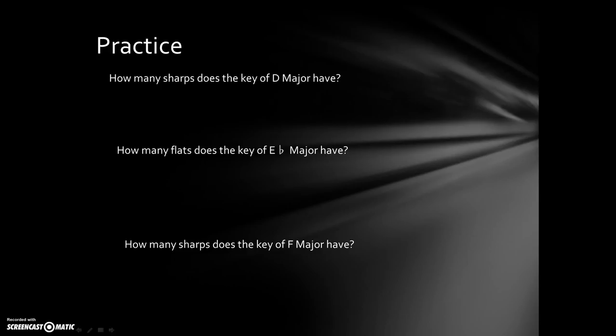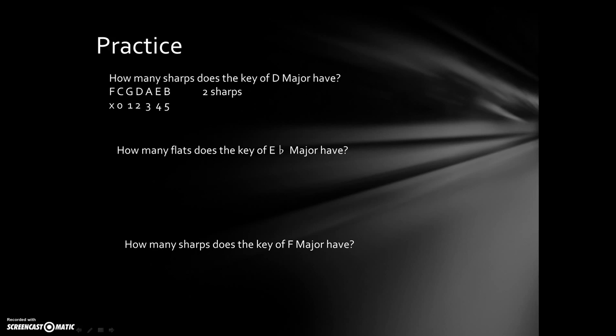Practice. How many sharps does the key of D major have? Two sharps. F is the exception, C has 0, G has 1, and D has 2. D major has 2 sharps.